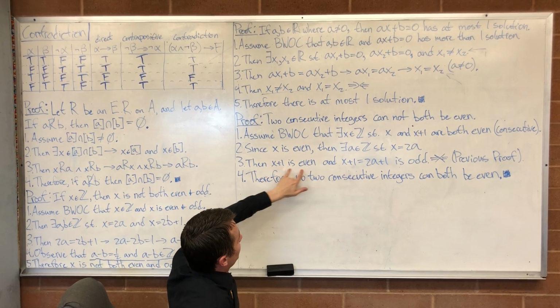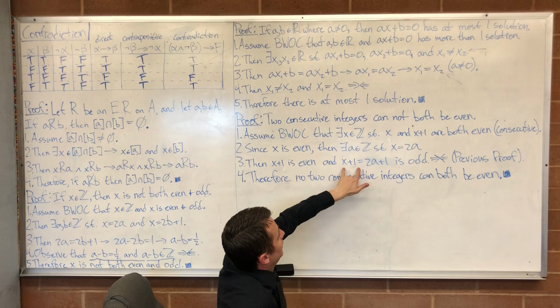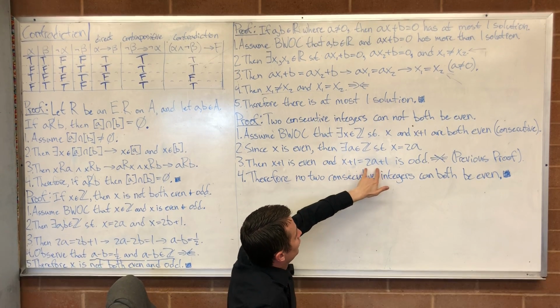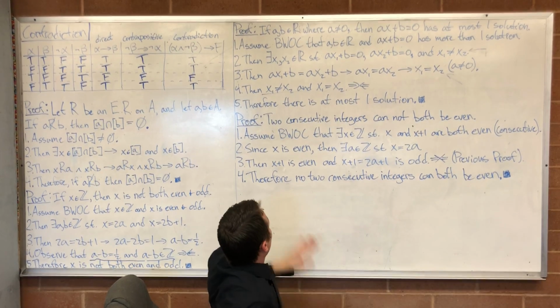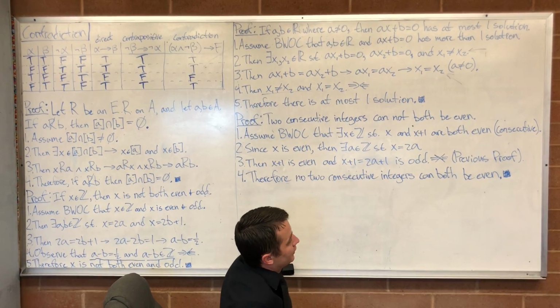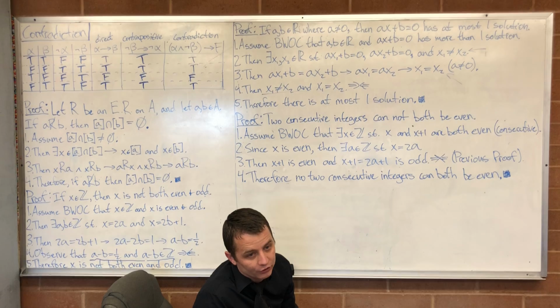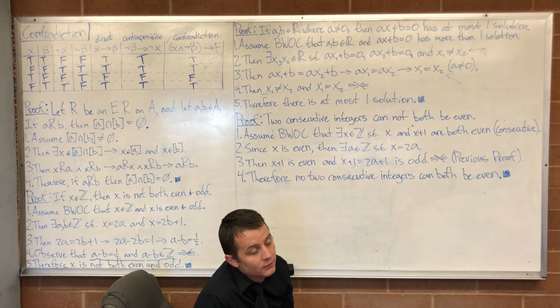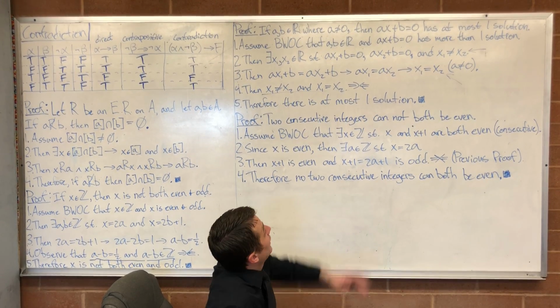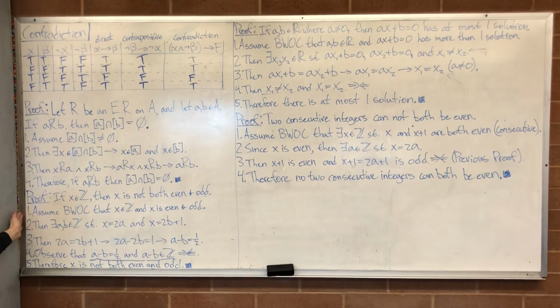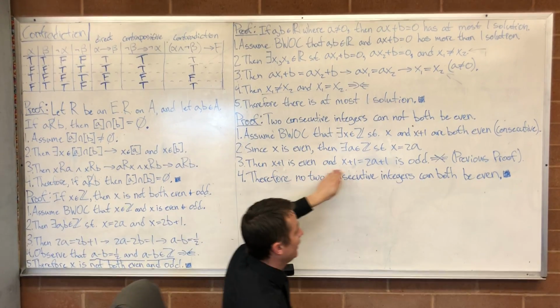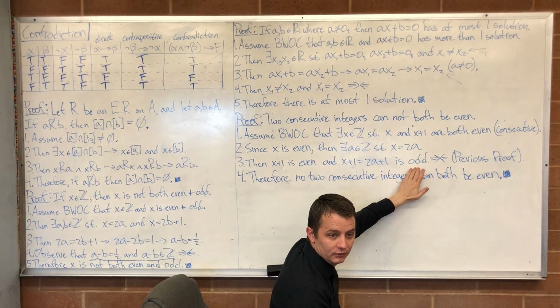So then x plus 1 is even. And what else is x plus 1? X plus 1 is equal to 2a plus 1. So it's odd. So I have x plus 1 is even and x plus 1 is odd. Contradiction. How do I know it's a contradiction? Because of the last proof. Right here we just barely proved that it's impossible for an integer to be both even and odd. Here I said, therefore this integer is both even and odd.